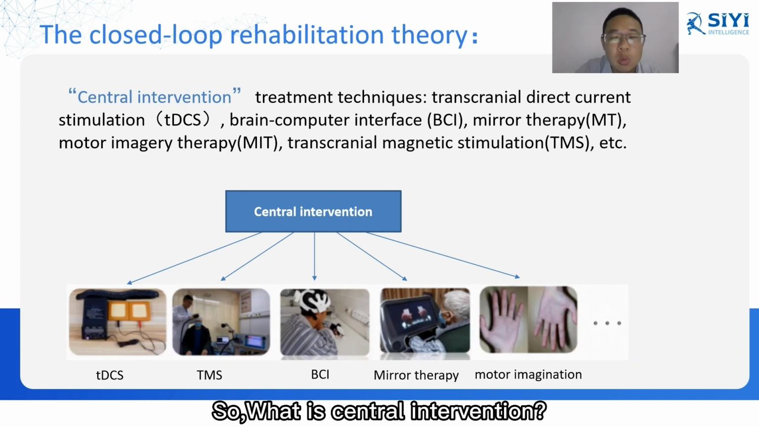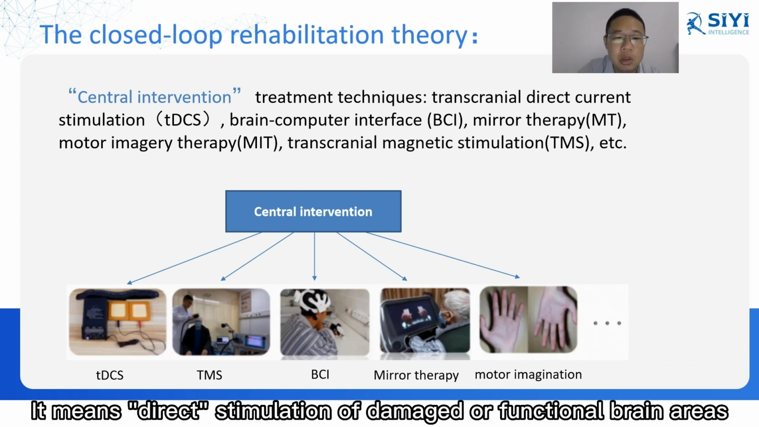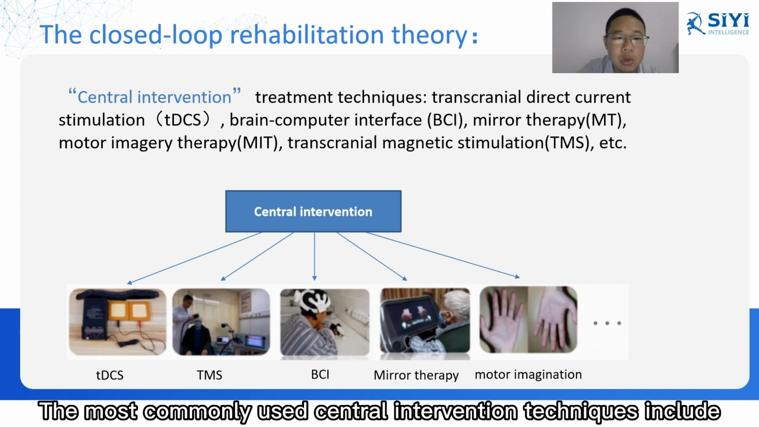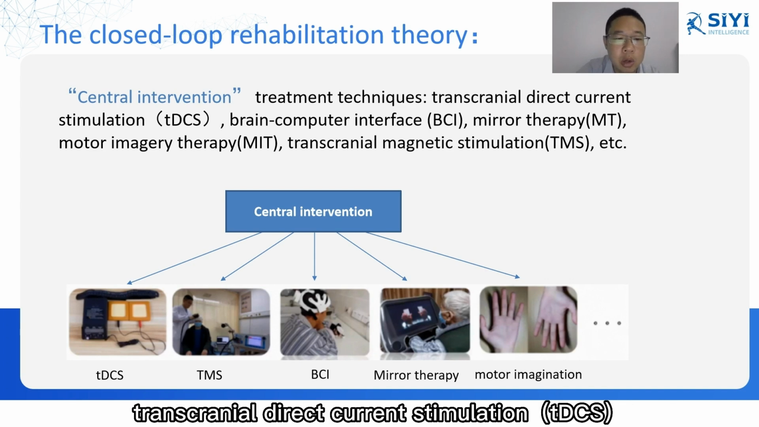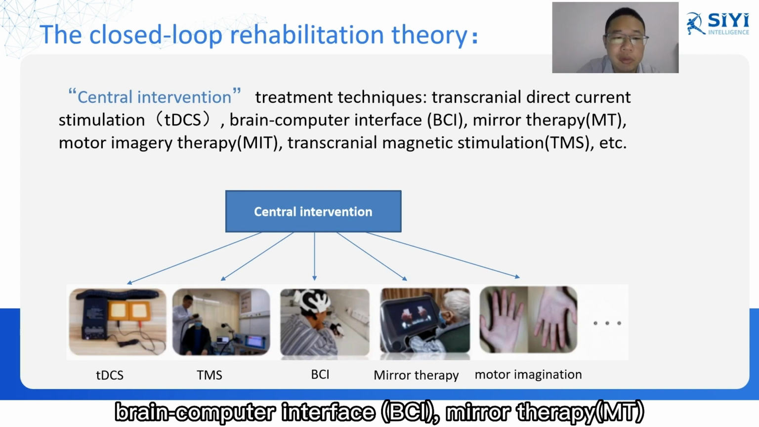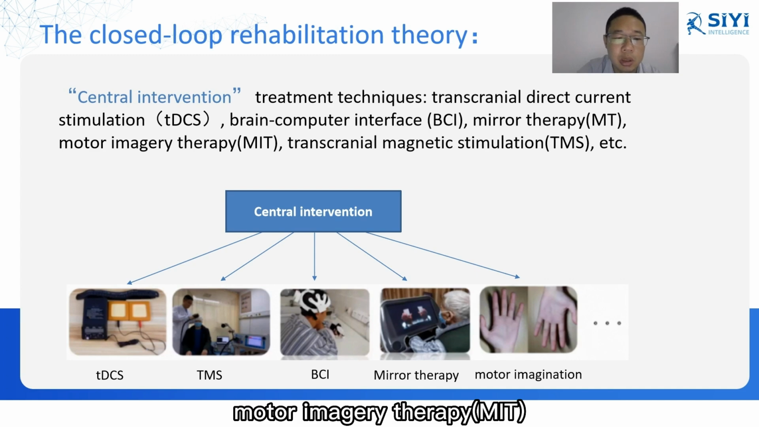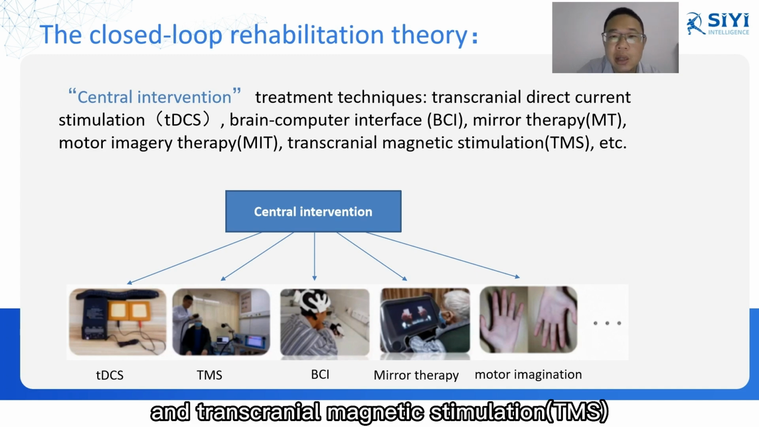So, what is central intervention? It means direct stimulation of damaged or functional brain areas. The most commonly used central intervention techniques include transcranial direct current stimulation, brain-computer interface, mirror therapy, motor imagery therapy, and transcranial magnetic stimulation.